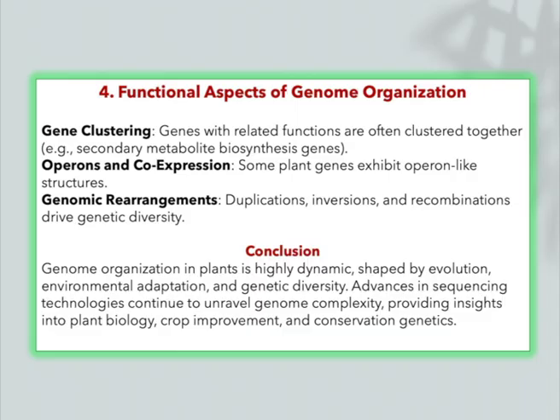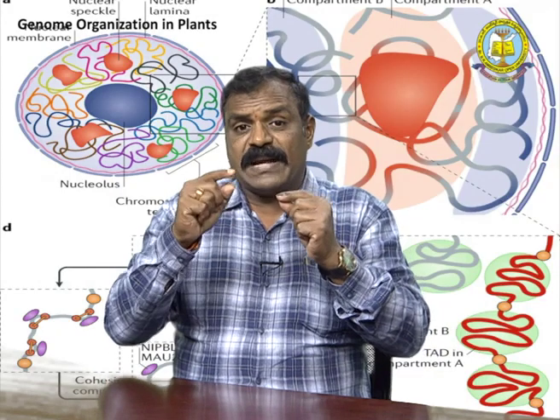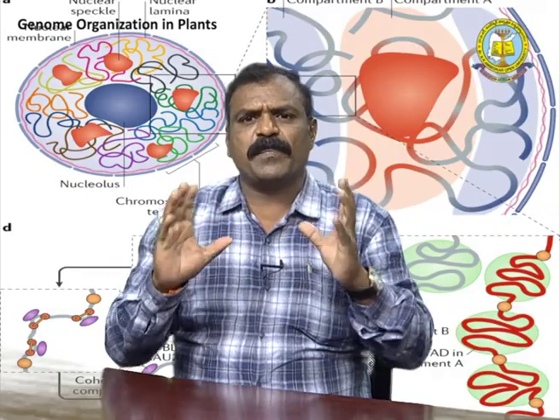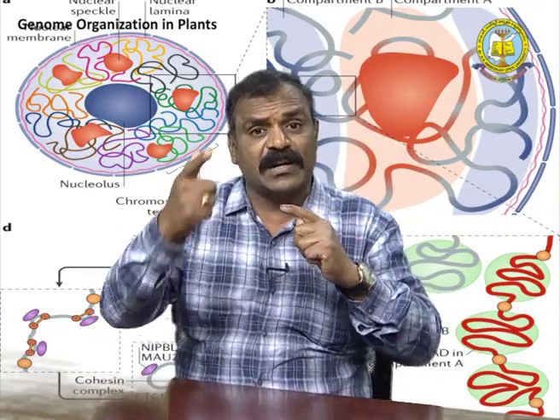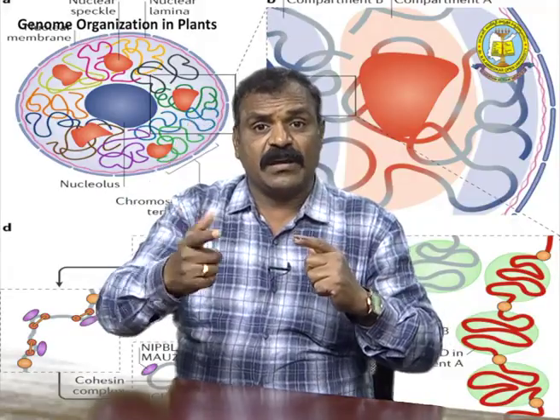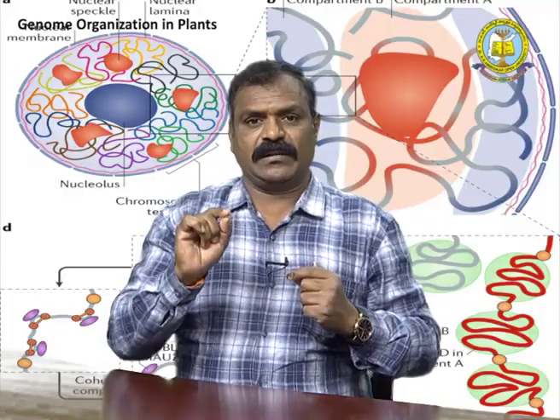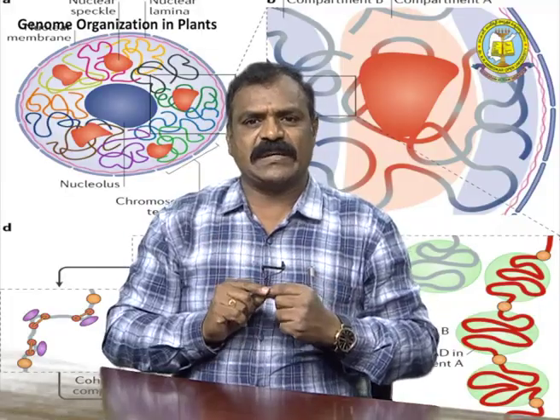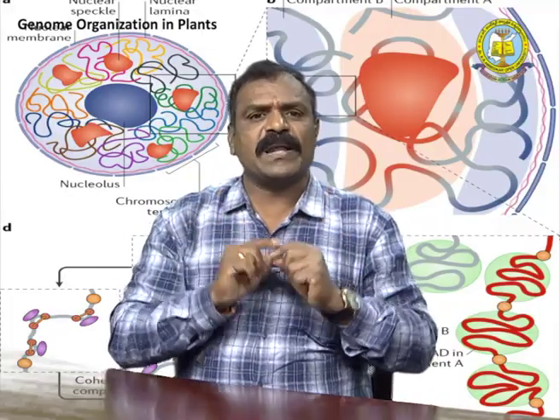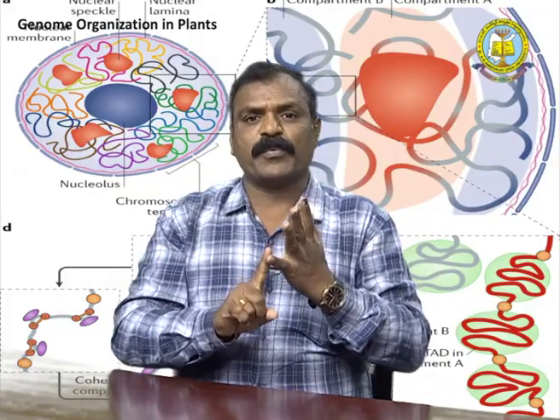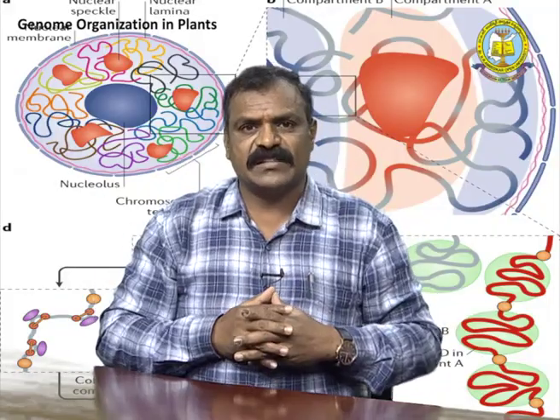Genome rearrangements, duplications, inversions and recombinations drive genetic diversity. Then the conclusion of the genome organization: the plant genome is highly dynamic, shaped by evolution, environmental adaptation and genetic diversity. Advances in sequencing technologies continue to unravel genome complexity, providing insights into plant biology, crop improvement and conservation genetics.